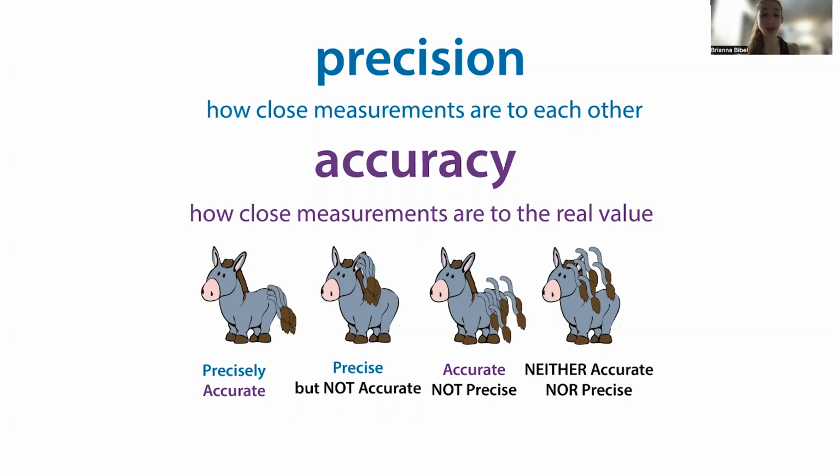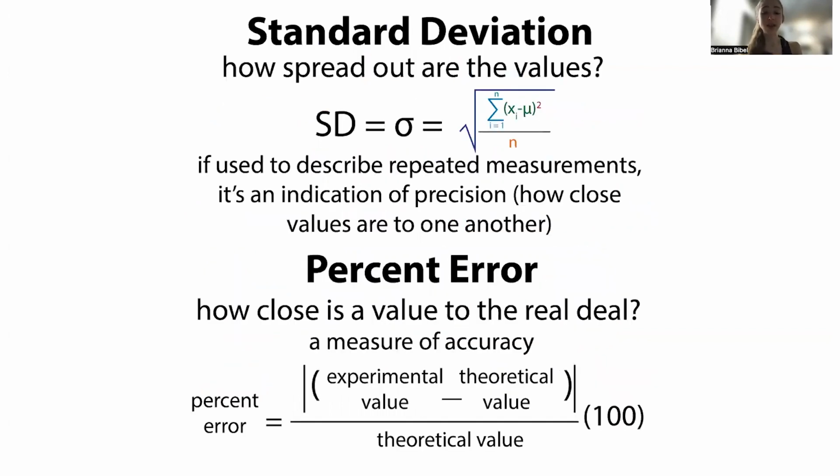You can also have a theoretical value. And in these cases, when you know a real value, you can calculate how accurate you are with this thing called the percent error, which is going to tell you how close the value is to the real deal. And so basically the percent error is going to be the absolute value of experimental value minus theoretical value, divided by theoretical value, times 100. So basically it's going to tell you how close your measurement is to the real value. But again, it can be hard to actually know that real value.